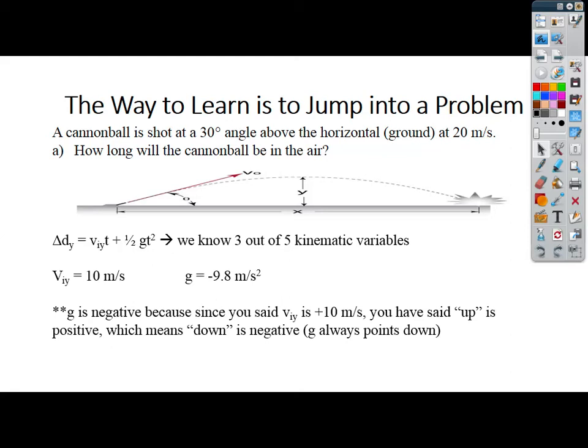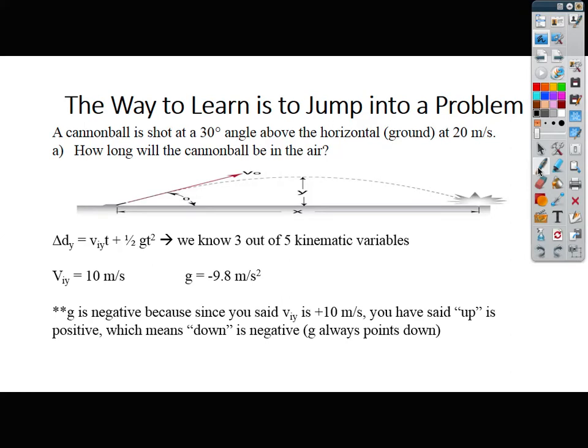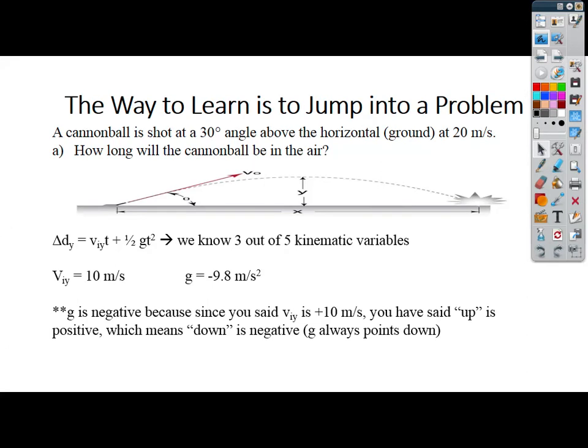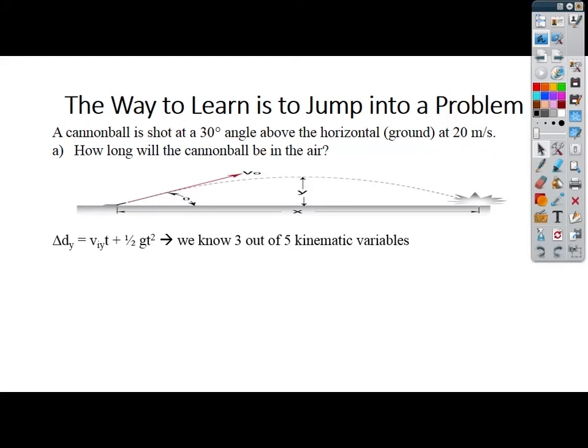Let me go back. We do have, again, V naught y and g. I want to make sure it's clear. G is going to be negative in this because the initial y velocity you've made is upwards. The initial y velocity is going up. And if you write, which most people do, that as 10 meters per second, that means up is positive, down is negative, like I said before. So g is always downward, it's going to be negative. So we have those two values. Sorry, I jumped the gun on delta y. So we're solving for t, which means you must know delta y. Why?